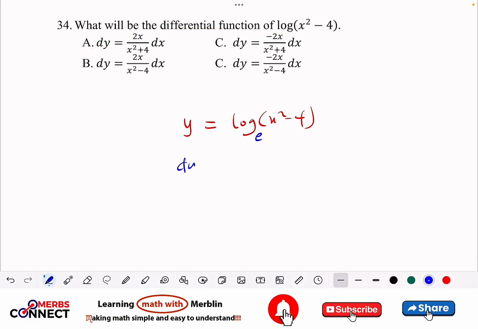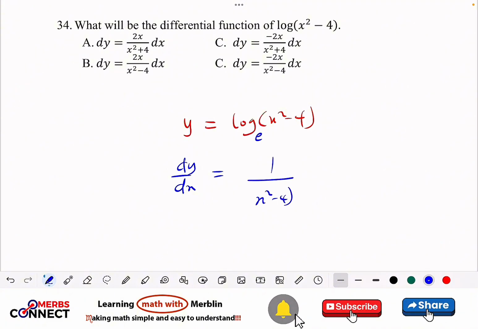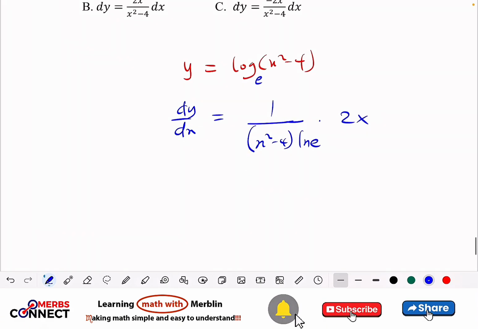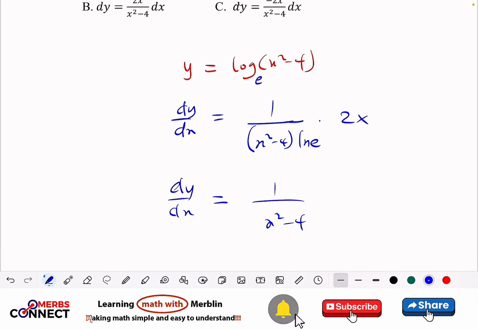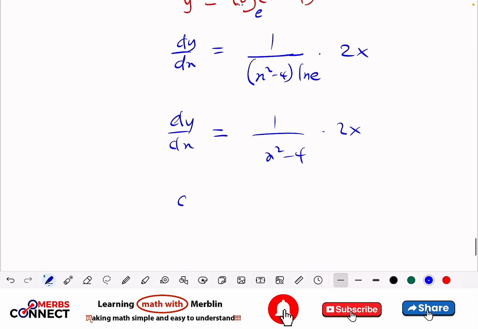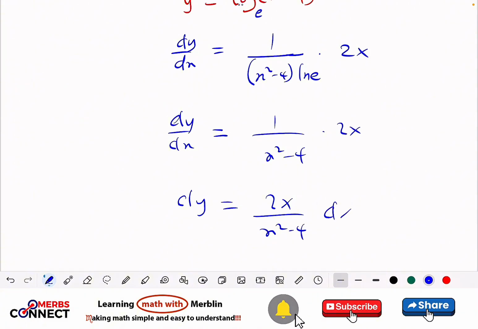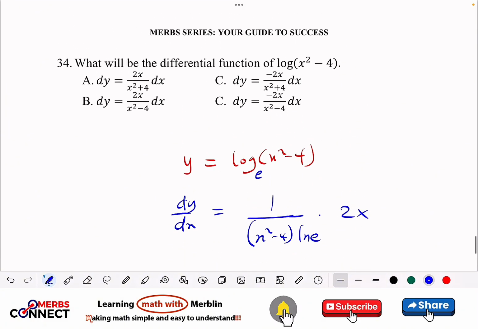So dy over dx will be equal to 1 divided by what is inside the parentheses, times the log of the base, which is e, times we differentiate what is inside the parentheses and we're going to have 2x. So dy over dx will be equal to 1 divided by x squared minus 4 times 2x. So dy is equal to 2x over x squared minus 4 dx. So that's what we are going to get.